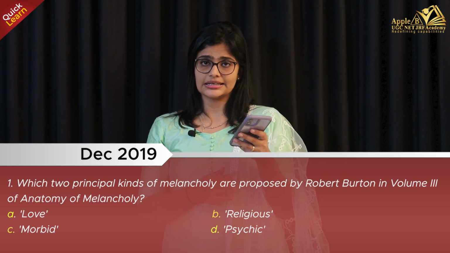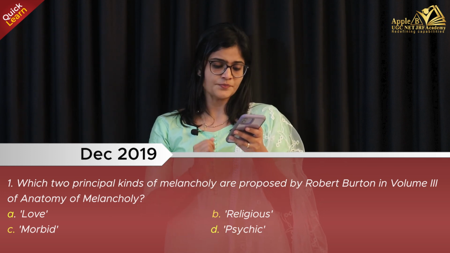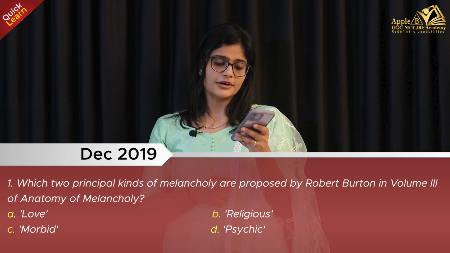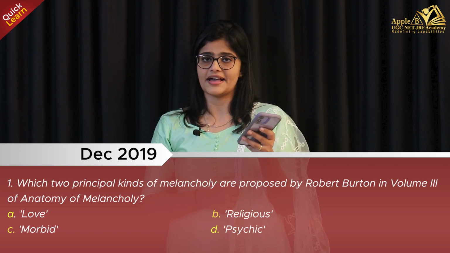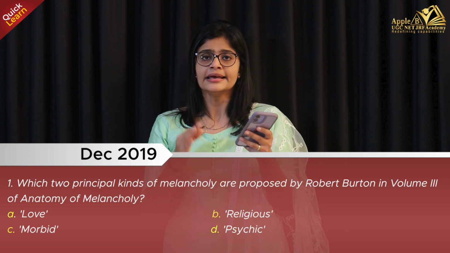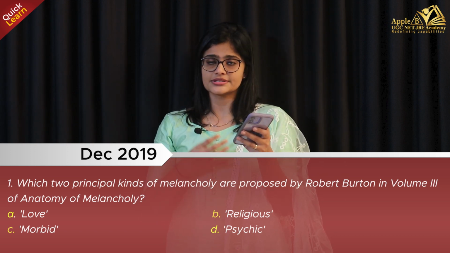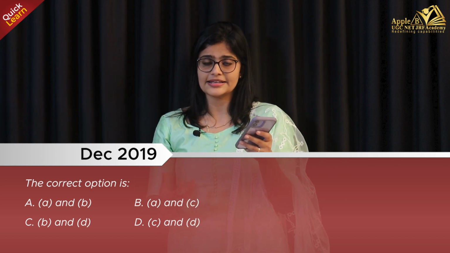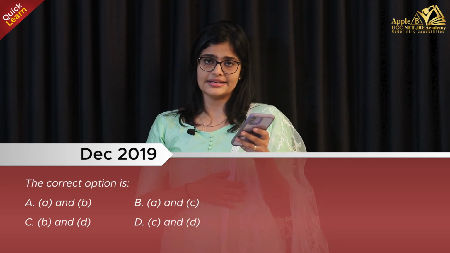So there was actually a question that was asked in December 2019 from Anatomy of Melancholy. Which 2 principal kinds of melancholy are proposed by Robert Burton in volume 3 of Anatomy of Melancholy? So we know that volume 3 actually explores the complex melancholies, including the melancholy of lovers, and he explains about the varieties of the religious melancholy.